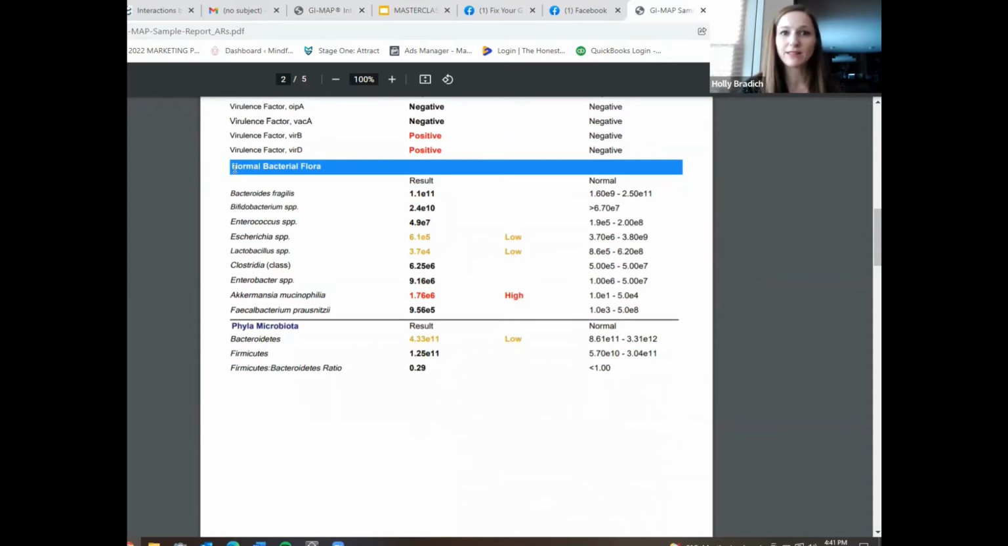Okay, now we're looking at the normal bacteria flora. So these are normal bacteria that are in our gut, that should be in our gut in specific amounts in certain areas, and they all play different roles. But any kind of imbalance in them can indicate a problem like SIBO or other issues. For example, this person has a type of E. coli that is low. So we want to see this type of E. coli here, but it's quite low. So that might be a problem.